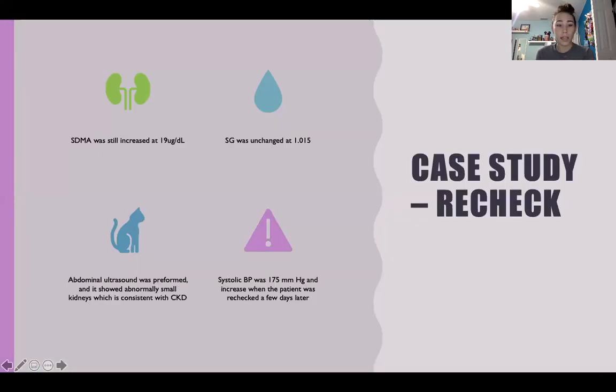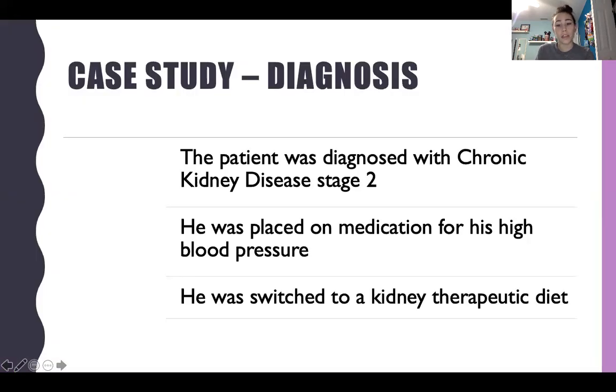At his recheck, his SDMA was still increased. It was at 19 micrograms per deciliter this time. His specific gravity was exactly the same, and then an ultrasound on his abdomen was performed. It did show small kidneys, which is consistent with chronic kidney disease, and his blood pressure was taken. It was 175 millimeters of mercury, and it increased when it was rechecked a few days later. So the patient was diagnosed with chronic kidney disease stage 2.